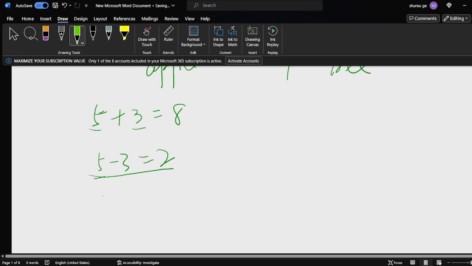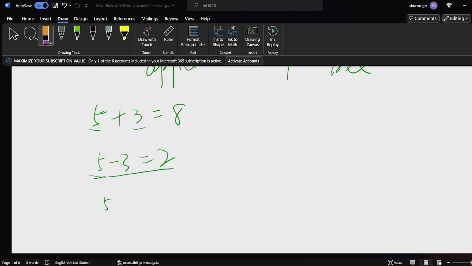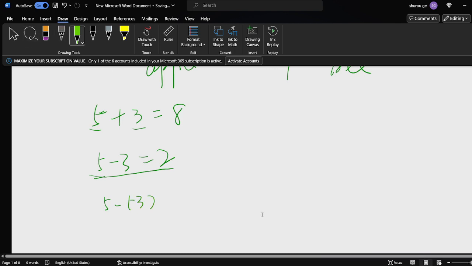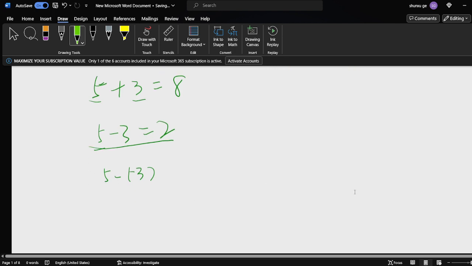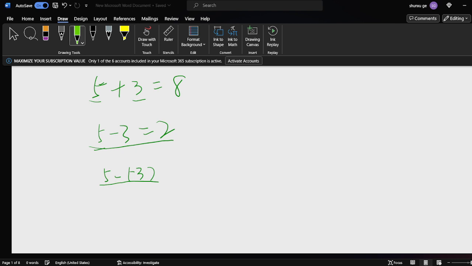In another form, what do I mean? 5 minus 3. Not this. Okay, I take off. Okay. So math solves general problems. So what does this mean? 5 minus 3, minus 3, what does it mean? Okay. I can give you another example.